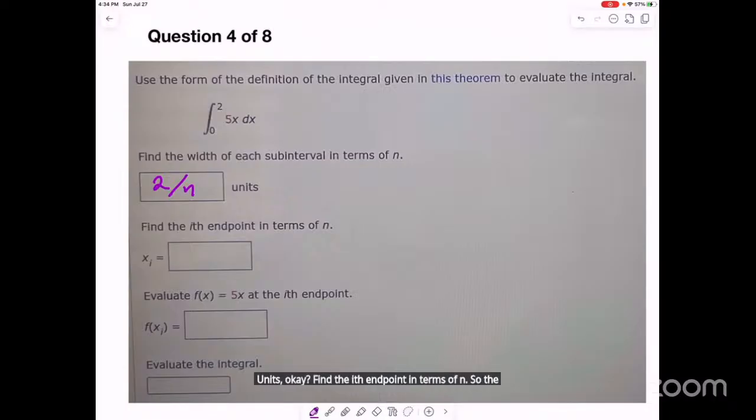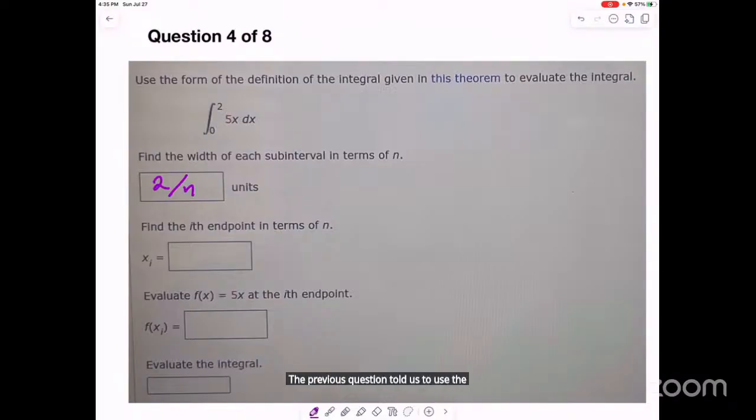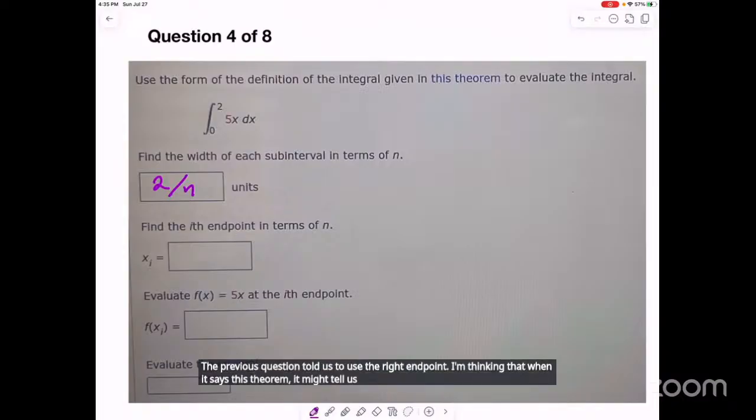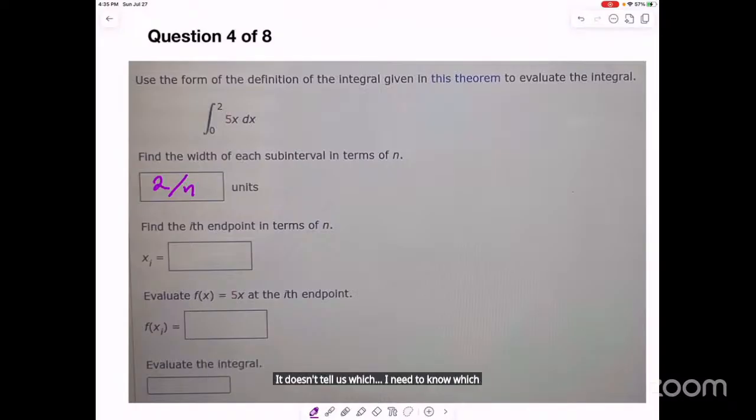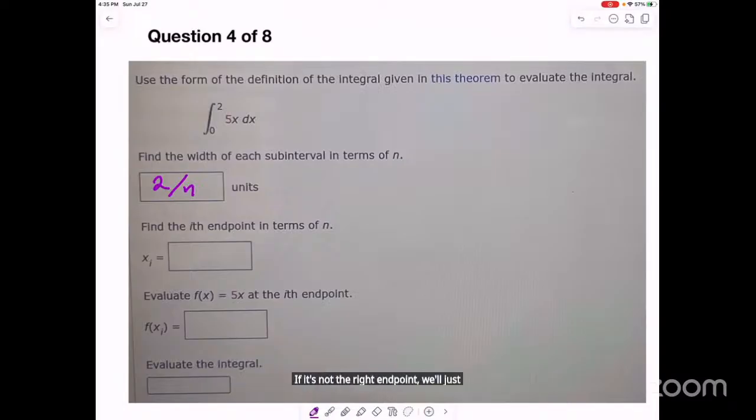So the first, and I guess we're doing the right. It doesn't tell. When we're doing these subintervals, we can use the left endpoint, the midpoint, or the right endpoint. The previous question told us to use the right endpoint. I'm thinking that when it says this theorem, it might tell us which endpoint to use. It doesn't tell us which. I need to know which endpoint. I'm going to do this based on the right endpoint for right now. If it's not the right endpoint, we'll just come back and adjust it.